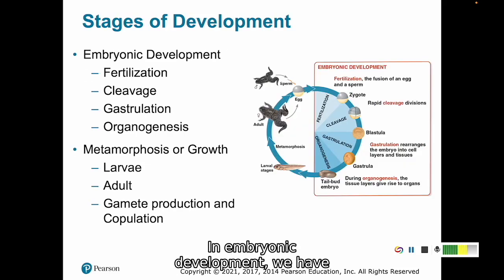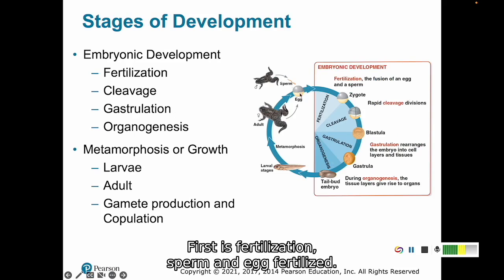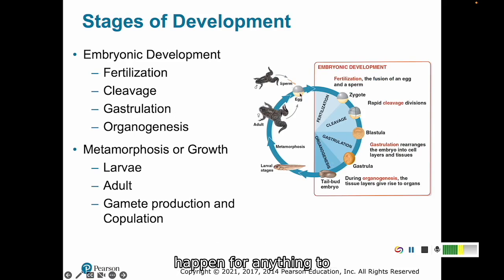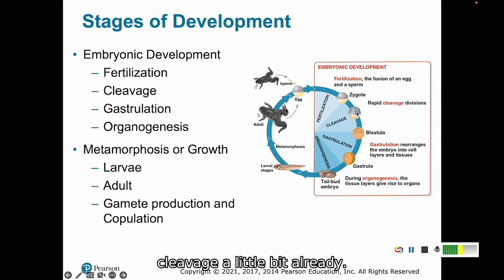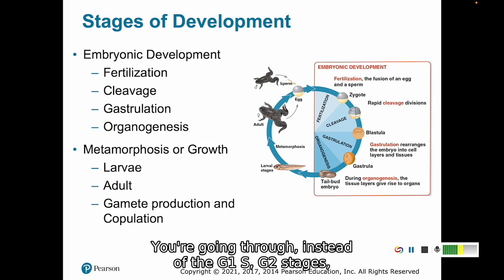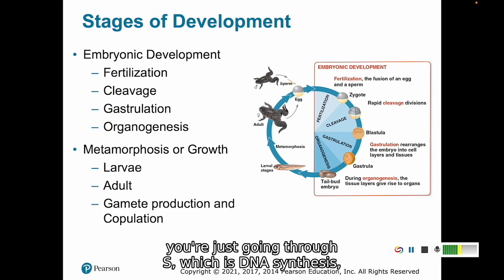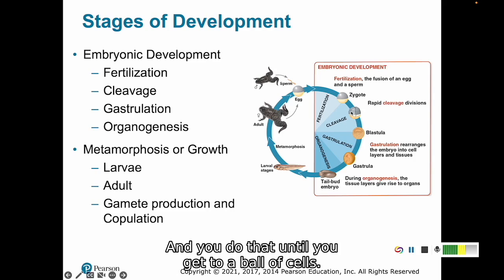So in embryonic development, we have the same cycle that occurs. First is fertilization, sperm and egg fertilized. That is the first thing that has to happen for anything to even develop. Following fertilization is cleavage. If you remember, we've talked about cleavage a little bit already. This is rapid cell division without growth. So instead of the G1, S, G2 stages, you're just going through S, which is DNA synthesis, right into mitosis. The cells aren't growing.